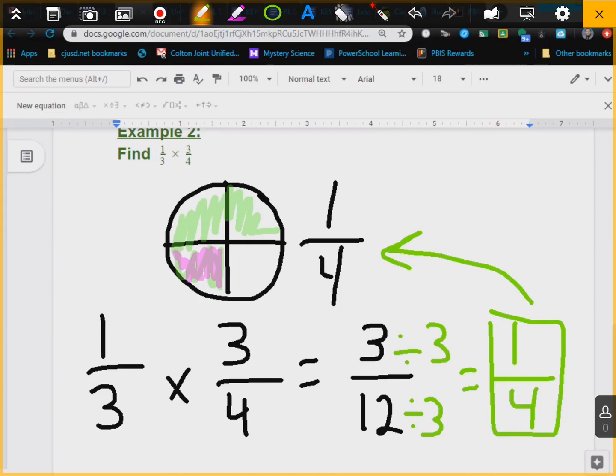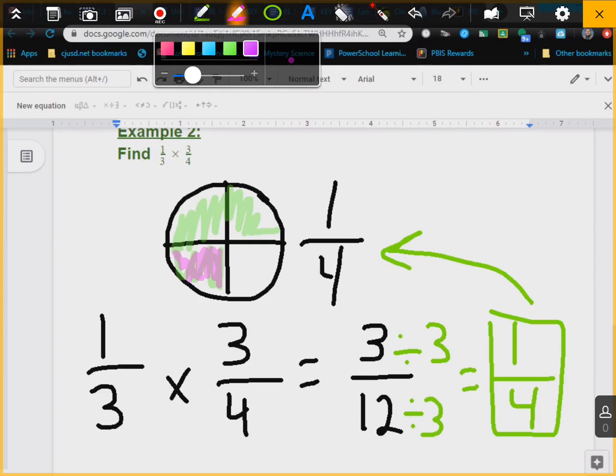You have to say, okay, like in this example, I shaded 3/4, and then I shaded 1/3 of that, okay, and I get 1/4. Now, in my opinion, I think just multiplying numerator times numerator and denominator times denominator is simpler, but everyone learns differently. So if the model helps you, go ahead and use it, but you could also use the other steps too.